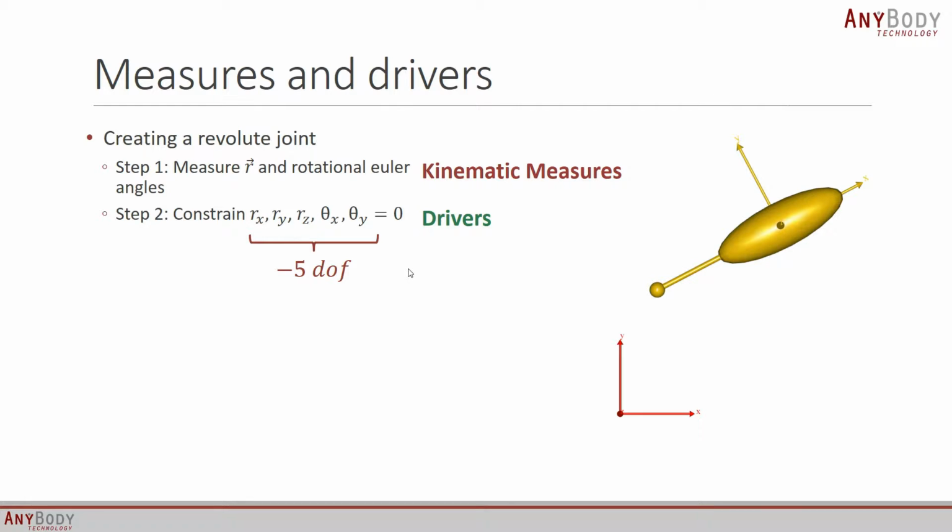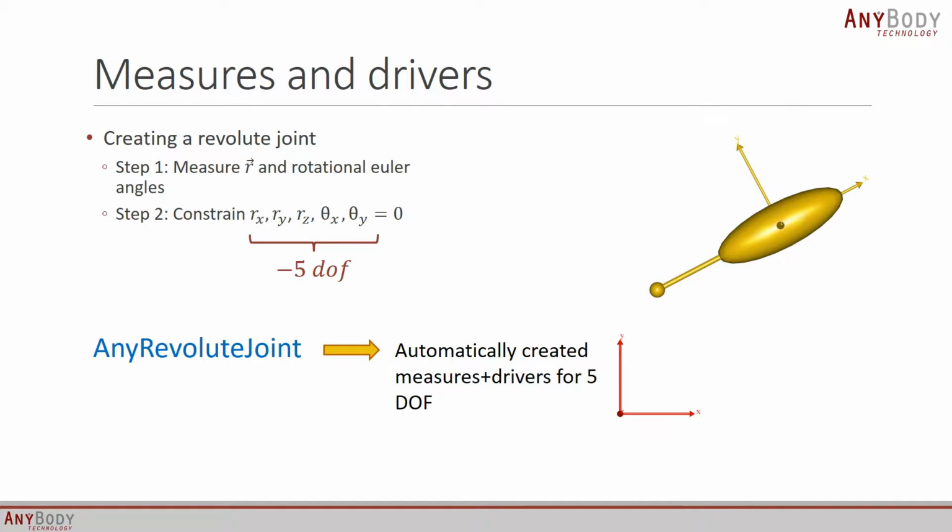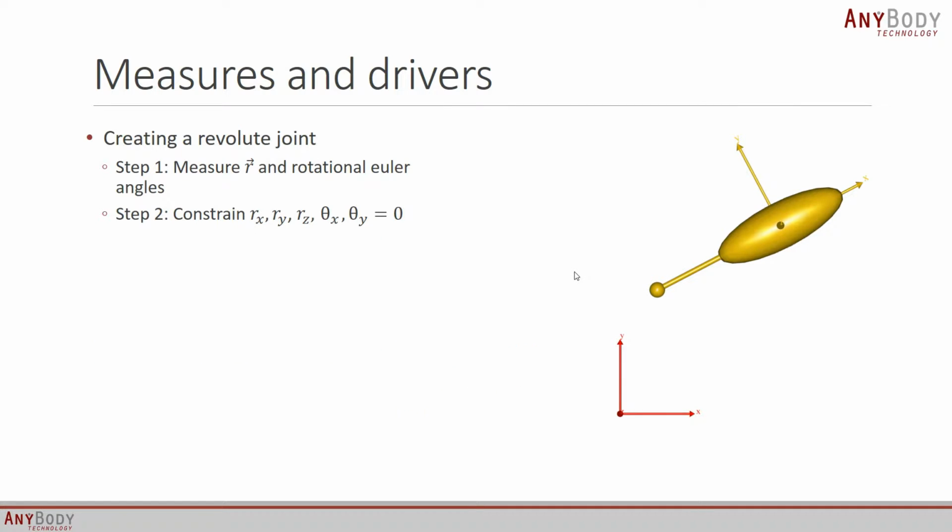So when we created the AnyRevoluteJoint object, this automatically created the measures and drivers required for constraining these 5 degrees of freedom. So this was just automatically done, but an alternative would have been to do this manually. So to create the same joint, you could have used two sets of measures. So these could have been using the classes AnyKinLinear, which is used to measure the translation between two reference points in your model. And you could have used AnyKinLinear to measure r, the vector r, and you could have used AnyKinRotational, which is the rotational equivalent of AnyKinLinear, to measure the three rotation angles.